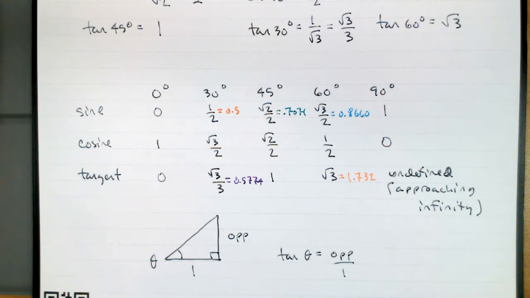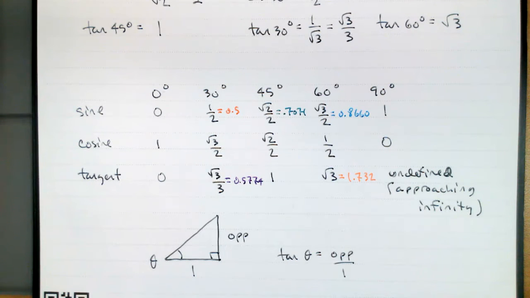And we can see tangent starting off at 0. If theta is 0, then opposite is 0 because this is a flat triangle. But then as theta increases, when theta gets to 30 degrees, the opposite is going to be 0.5774. When theta is 45, then the opposite is going to be 1. When theta is 60 degrees, the opposite is going to be root 3 or 1.732. We can see the opposite increasing as theta increases towards 90.